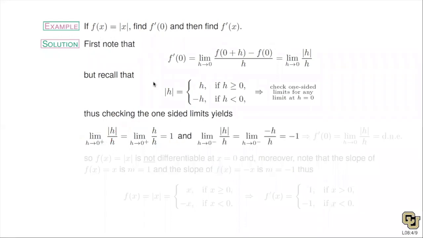The limit from the left, h approaching 0 from the left, means h is less than 0. When h is less than 0, the absolute value of h is just negative h. Again, cancel, cancel, the limit is minus 1. The limit from the left and the right do not agree. Therefore, the derivative at 0 does not exist.